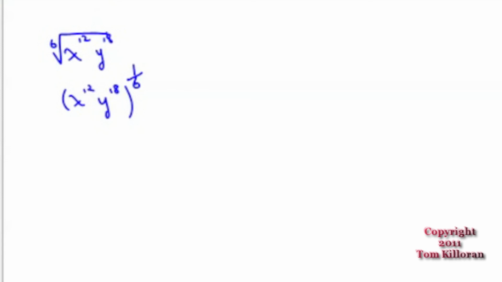X to the 12th to the 1/6 is x squared. Y to the 18th to the 1/6 power is y cubed. Now, x squared is going to be positive one way or the other, but y cubed might be negative. The absolute value is still there.